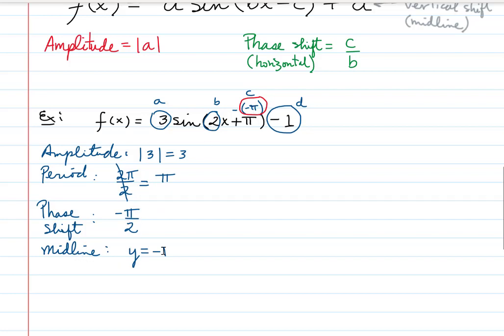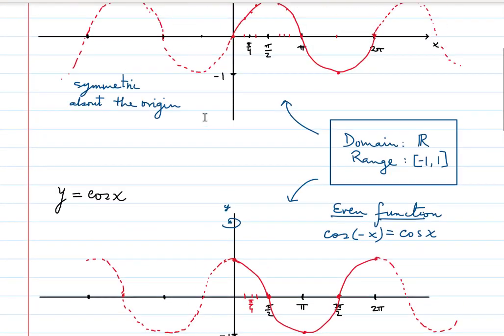And then our midline, which is really just a vertical shift, is going to be 1 unit down. A midline, we'll see it in the graph in a minute, is the line that goes through the middle of the wave. That's why we call it midline. And it's going to be this line right here. As you know, the equation of a horizontal line is written as y equals some constant, but y equals negative 1 in this case is going to be our midline, which is the line that goes through the middle of the wave, as I said here.